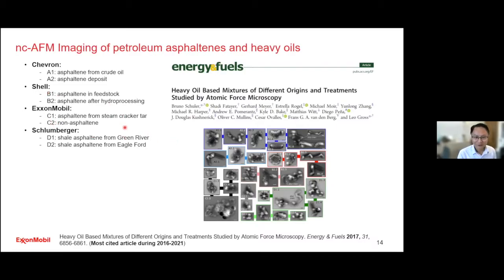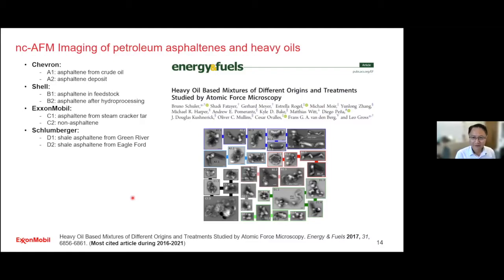So this is a very rare study. I would say this is the only study I'm aware of where you see the big oil companies work together, because they typically trash each other, since they're competitors. So there is a lot of very valuable information here, and please feel free to study this paper. So far, this paper has been the most cited paper published in Energy and Fuels. This is a really tremendous effort.